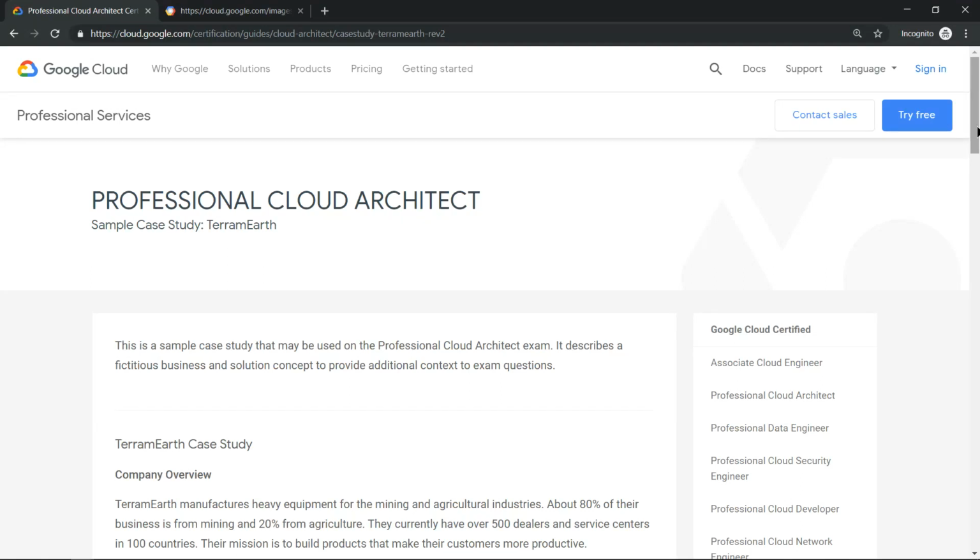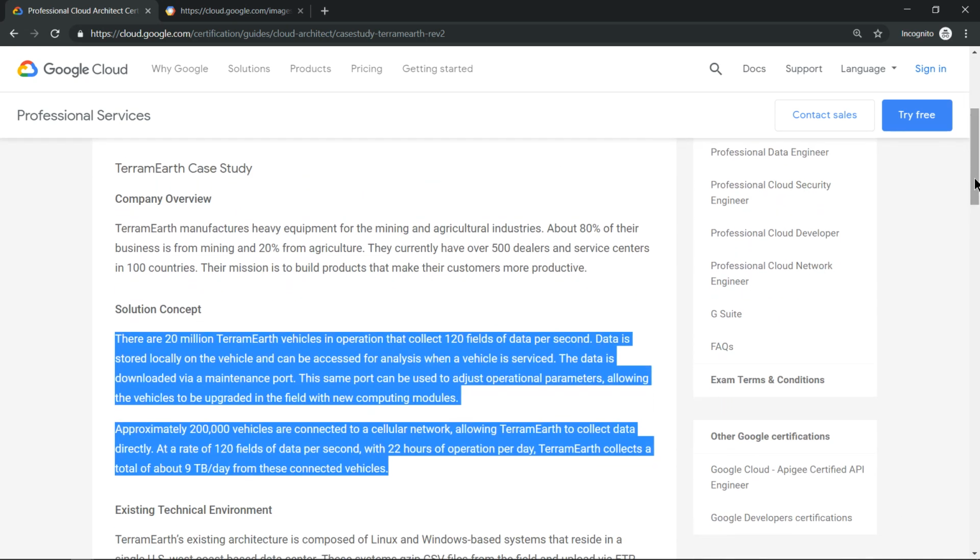Today we'll explore one of the requirements of the TerramEarth case study. So this is our part 4 video in the series. Today we'll discuss the solution concept where there are around 20 million TerramEarth vehicles. It could be tractors or any heavy lifting vehicles, and they generate almost 120 columns of data, or fields of data, per second, which is really huge, I would say.